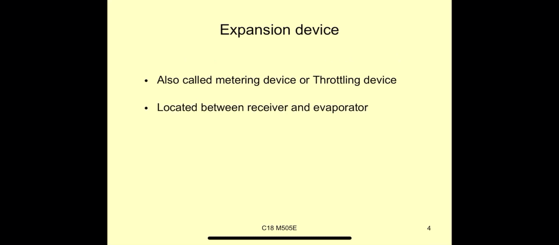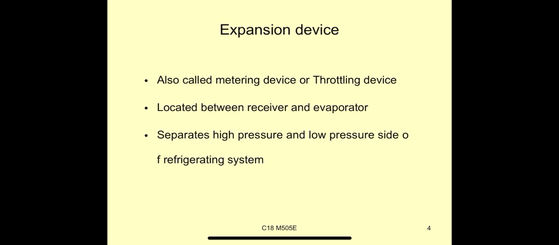Okay, first, the expansion device. What is the expansion device? The expansion device is called a metering device or throttling device. It is located between the receiver and evaporator. In between the receiver and evaporator, it separates the high pressure and low pressure sides of a refrigerating system.